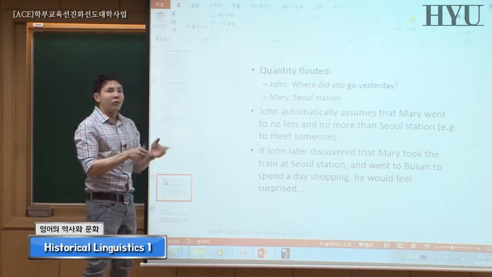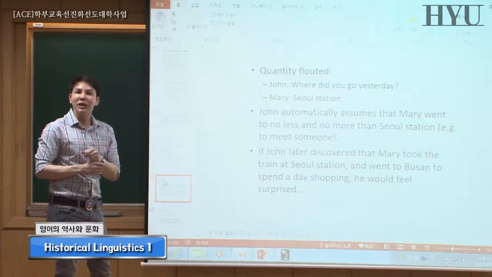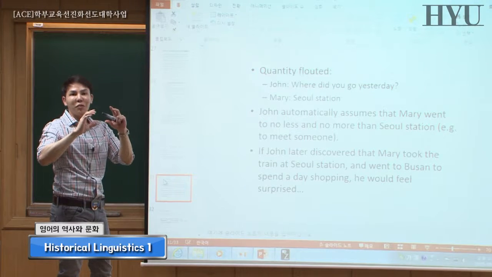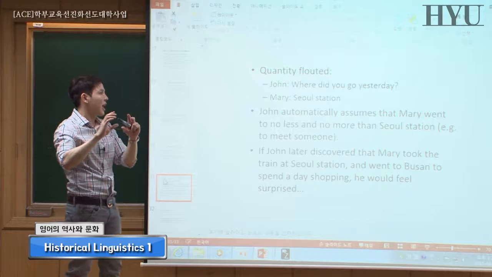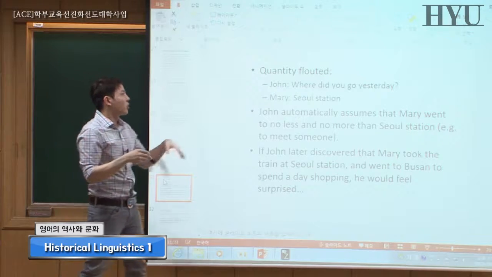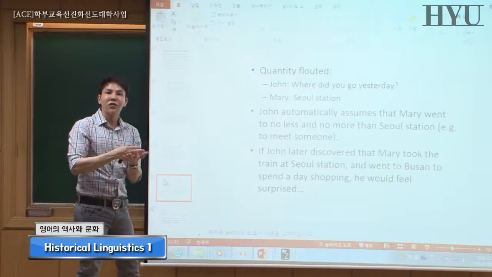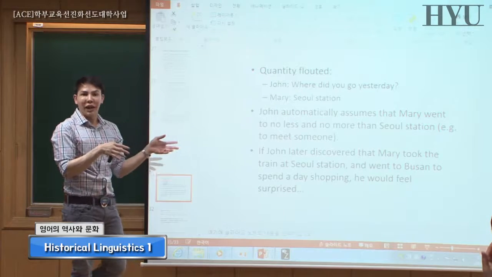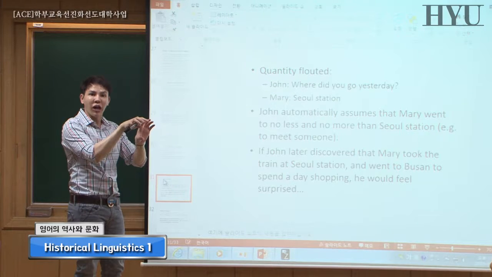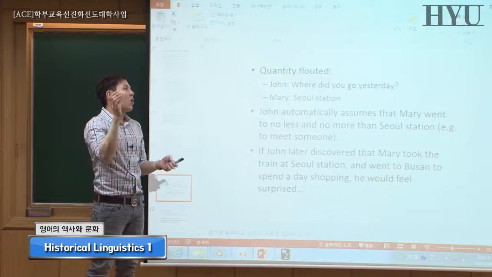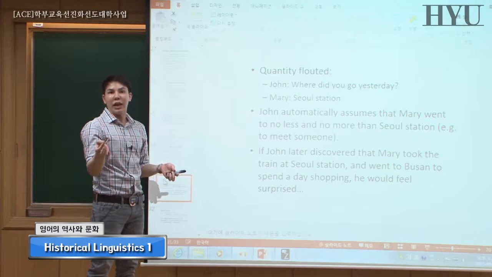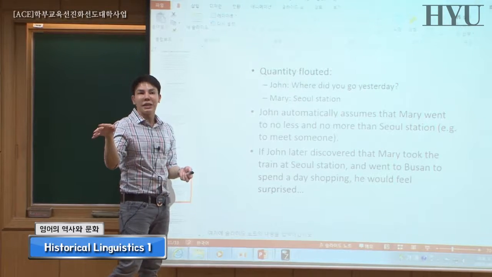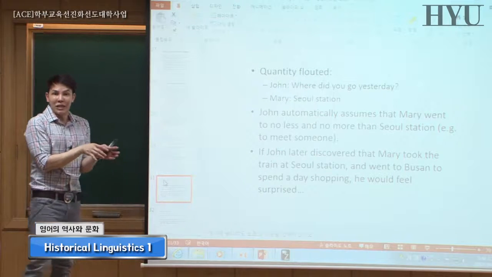So John would have to assume, based on the maxim of quantity, that that's enough, right? That's the sufficient amount of information that Mary wants to convey. So John would have to make an inference that this is the only place that she went to, because that's the only thing that she told John, without having to say, oh, I only went to Seoul Station. And if it turned out that Mary went to some other places, then John would be surprised, and so on, right?